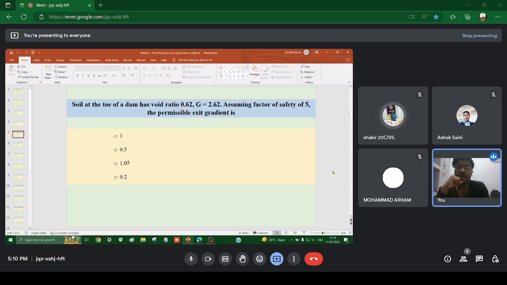Soil at the toe of a dam has void ratio 0.62, G equal to 2.62, taking factor of safety equal to 5. Find out the permissible exit gradient. Next question.